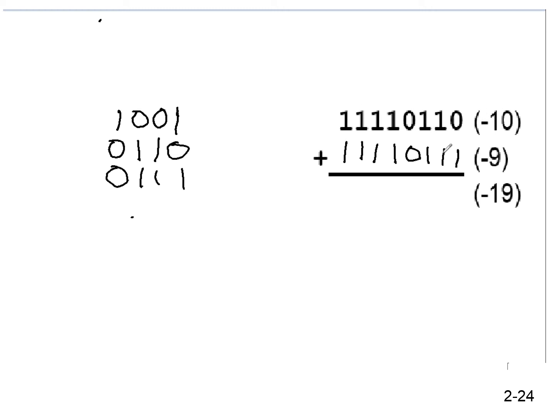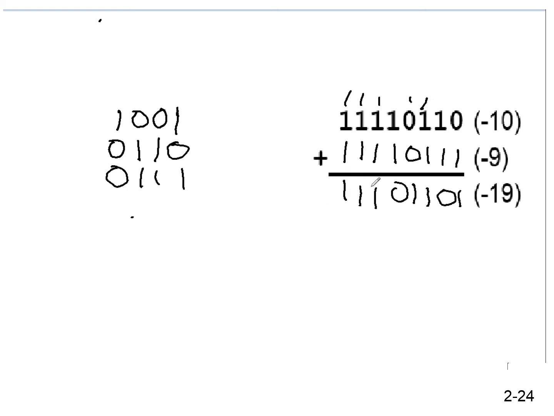And then all we do is 0 and 1 is 1. 1 and 1 is 0. Carry the 1. 0, 1, carry the 1. 1, 0, carry the 1. 1, carry the 1. 1, carry the 1. 1, and that's it.